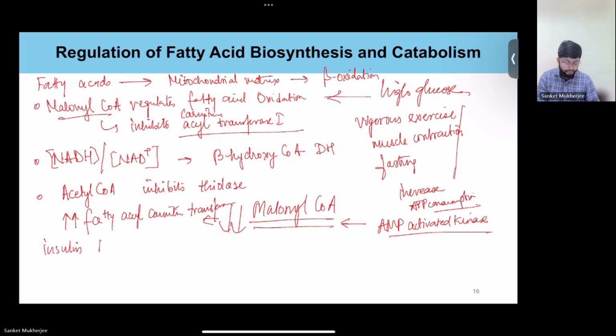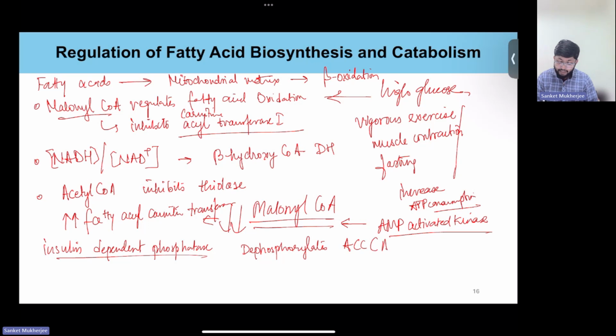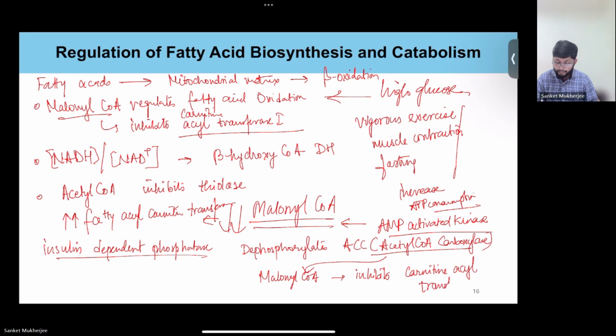Insulin-dependent phosphatases, this is a specific enzyme, insulin-dependent phosphatase. It dephosphorylates ACC. ACC is acetyl coenzyme A carboxylase, right? And ACC is the enzyme responsible for synthesis of malonyl coenzyme A. Okay, and then it further inhibits carnitine acyl transferase 1. So we already know this. So this is how regulation happens in fatty acid biosynthesis, right?